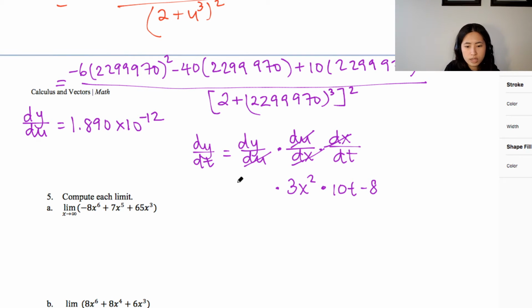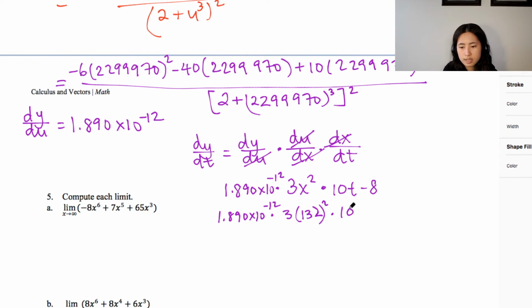So we're taking this, dy over du is 1.890 times 10 to the -12. And for you to figure out what this is, all you have to do is plug in your x. So we said it was 132. And then you square that, right? And then your t is actually 6, right? So 10 times 6 minus 8. So that's going to give you dy over dt, right? So let's do that now. So this is 1.890 times 10 to the -12 times 3 times 132 squared. And you have times 10 times 6, and you have minus 8.